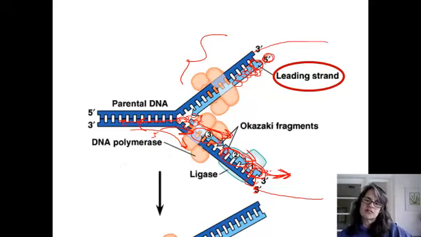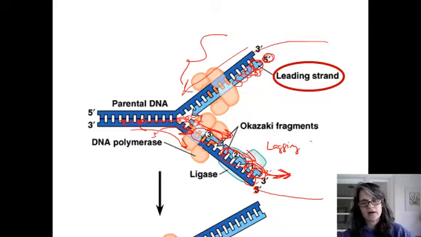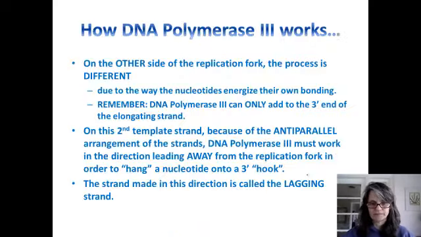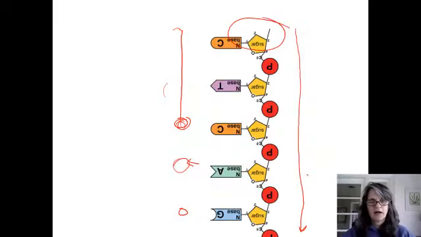And so we have what is called a leading strand that gets made very easily, and this side is called a lagging strand because we have to keep waiting for the replication fork to open up so we can keep working out in this direction. Okay?